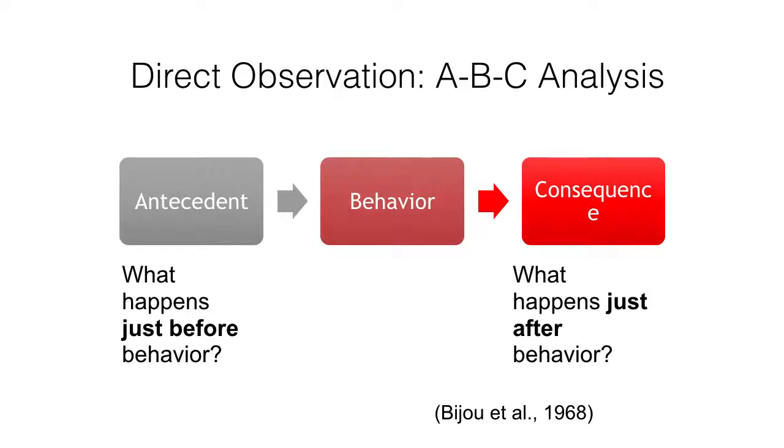So this is the ABC analysis. We will see what happened before the behavior and what happened after the behavior. By having this ABC observation, you will figure out the patterns. The patterns provide information regarding typical antecedents to the behavior, typical consequences for behavior, and the result of those consequences on behavior.